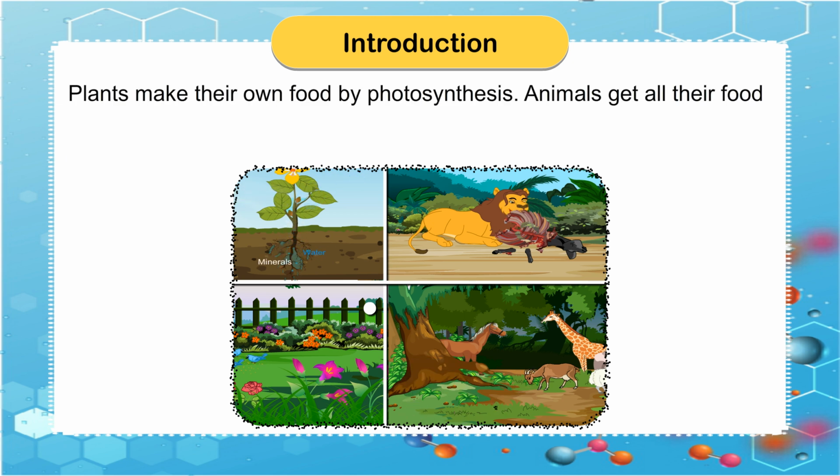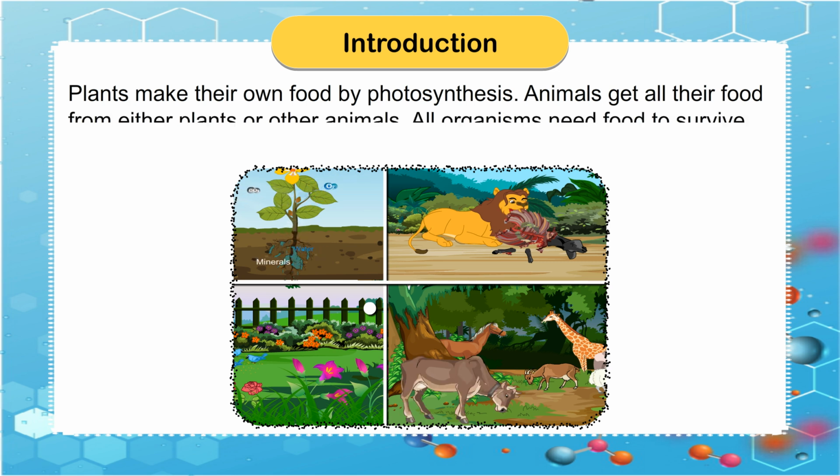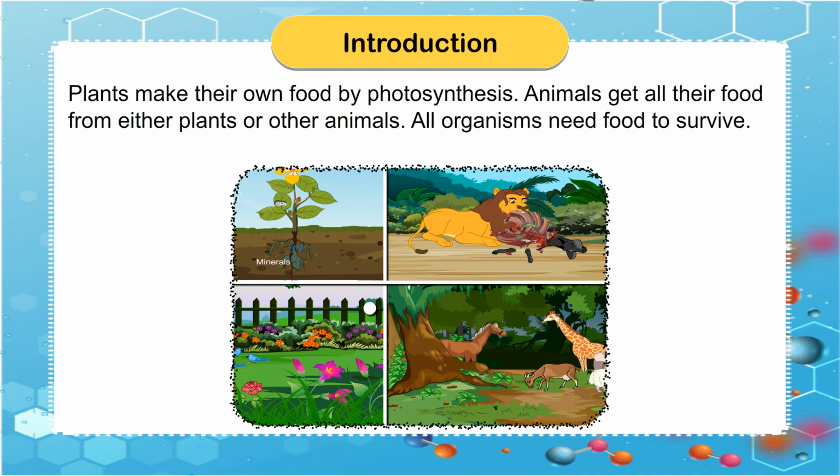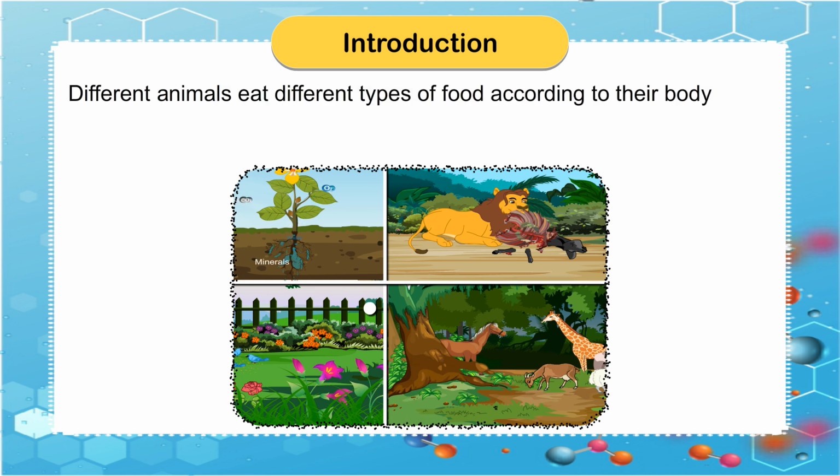Plants make their own food by photosynthesis. Animals get all their food from either plants or other animals. All organisms need food to survive. Different animals eat different types of food according to their body structure, function and need.